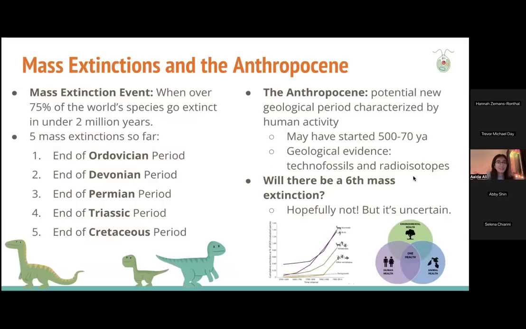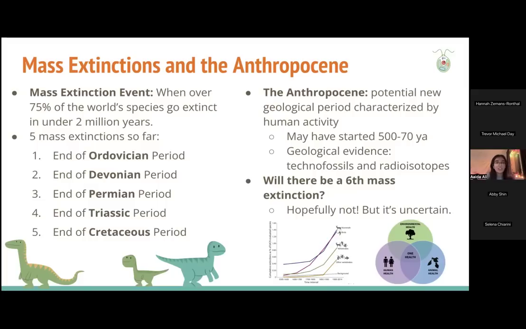Okay, so we also finally have mass extinctions and the Anthropocene. A mass extinction event is defined as when over 75% of the world's species go extinct in under 2 million years. And we've had 5 mass extinctions so far. You are responsible for knowing them. The first one occurred at the end of the Ordovician period, the second at the end of the Devonian period, the third after the Permian, the fourth after the Triassic, and the fifth after the Cretaceous.